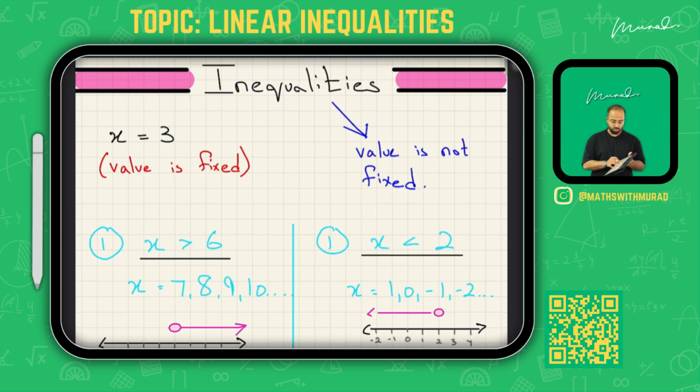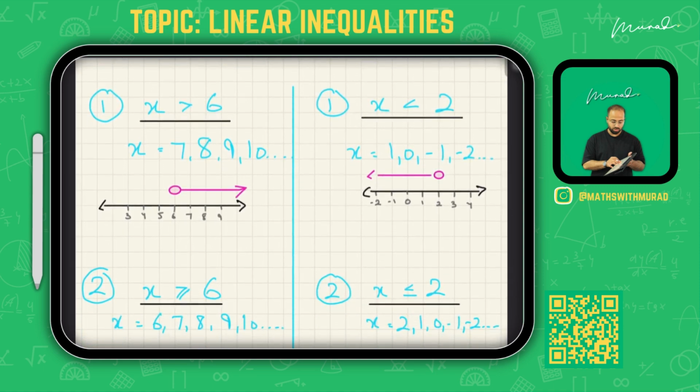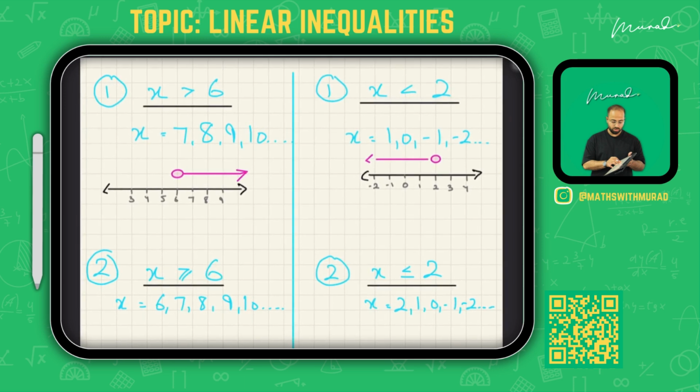But in inequalities, the value is not fixed. The value comes in the form of a range. That means the value can be greater than, greater than or equal to, lesser than, or lesser than or equal to. The value will be in that form, not in the equals to form. Okay, that's the main thing about inequalities. So here we have four kinds of inequalities which are given, and I have made a number line so that you must be able to understand it properly.